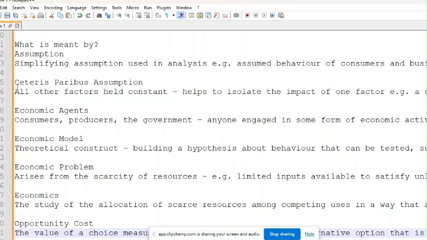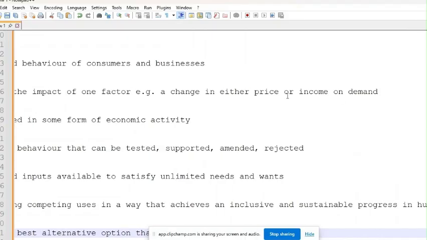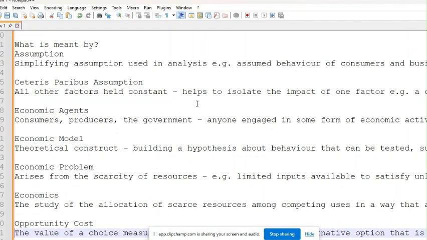So what does the term ceteris paribus mean, or the ceteris paribus assumption? All other factors are held constant, which helps isolate the impact of one factor. Example, a change in the price or income on demand. Now, economic agents usually include the consumers, producers, and governments, and it generally means anyone engaged in some form of economic activity. It usually falls under these three categories: consumers, meaning everyday people, producers, and the government.